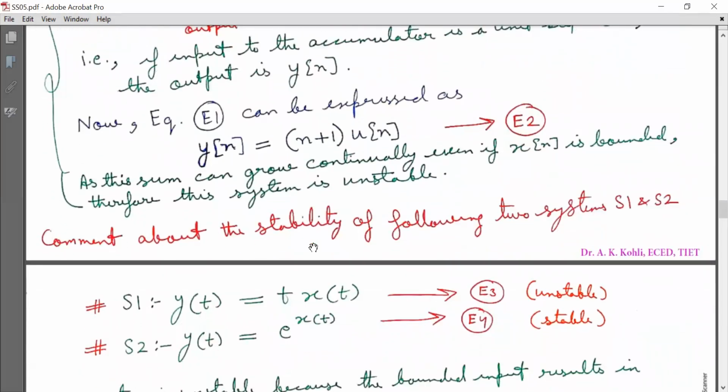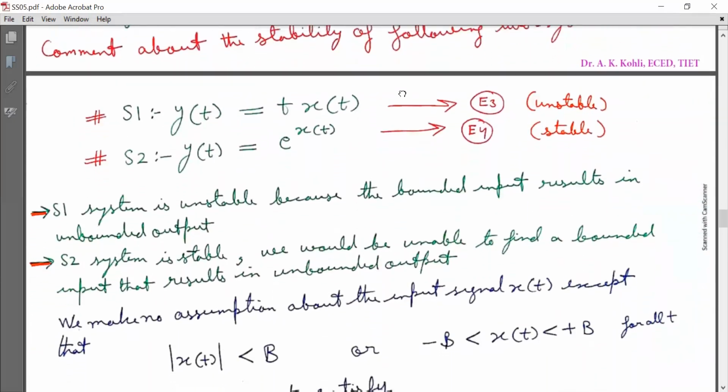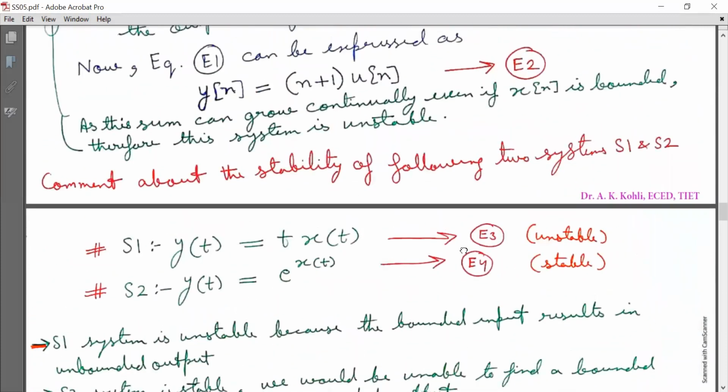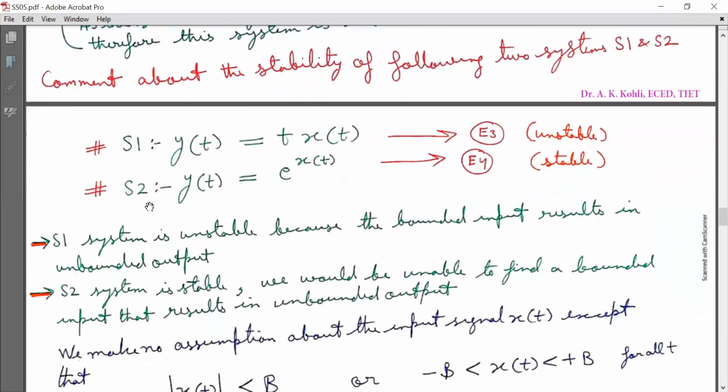Now I will comment about the stability of the following two systems, S1 and S2. Now S1 is the system 1, where the output yt is equal to t into x bracket t, marked as equation E3. And this system S2 is with the given equation yt is equal to e raised to xt, mark it as equation E4. This is a stable system.